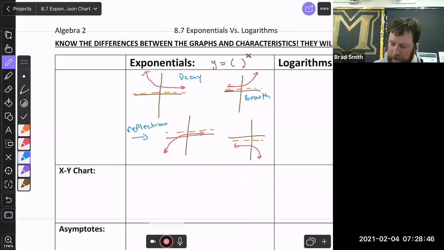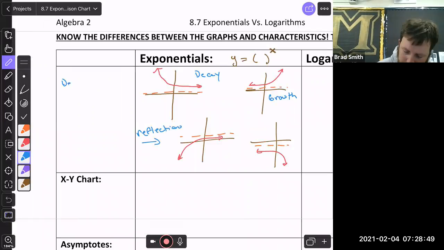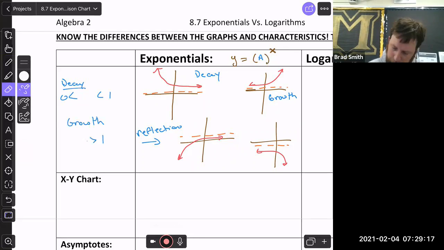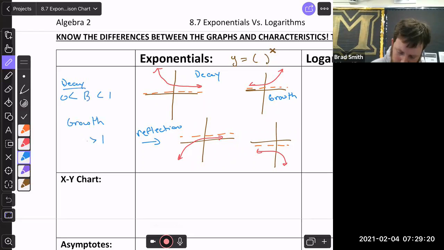Kind of to put it in the same spot so you have it. Remember, decay is when, if I just call this b, A is going to be between 0 and 1 for it to be a decay. For growth, your b is going to be greater than 1. Just kind of a quick refresher. And the only way it reflects is if the number's out front. I like the a out front still. b is still your base.